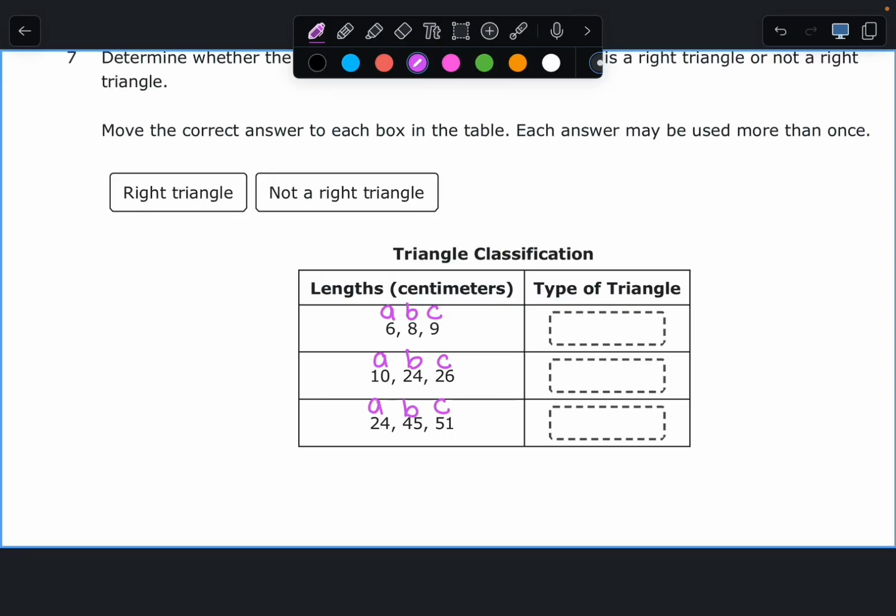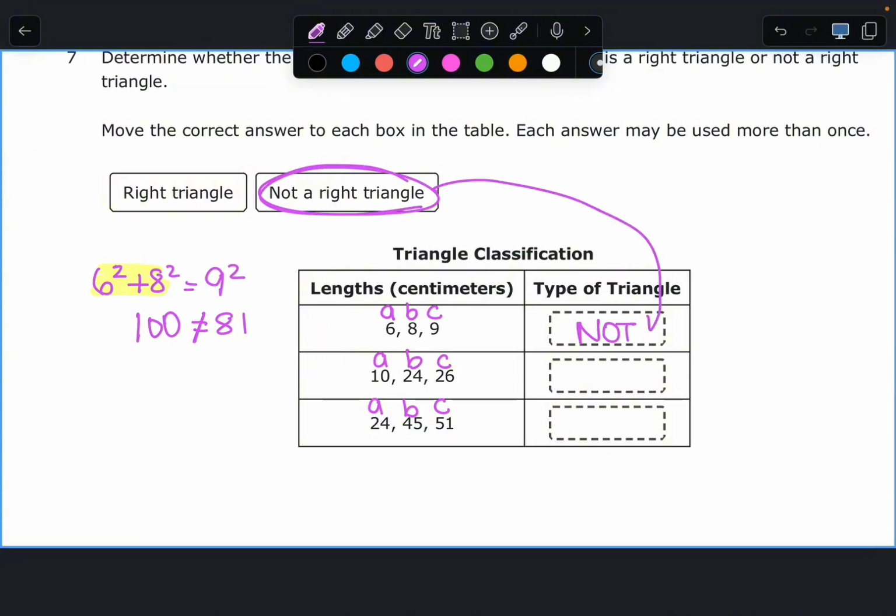So first thing we're going to do is the first set. 6 squared plus 8 squared equals 9 squared. What is 6 squared plus 8 squared? 100. What is 9 squared? 81. Are they equal? No. So is this a right triangle? No. Not a right triangle. That one goes here. Okay?